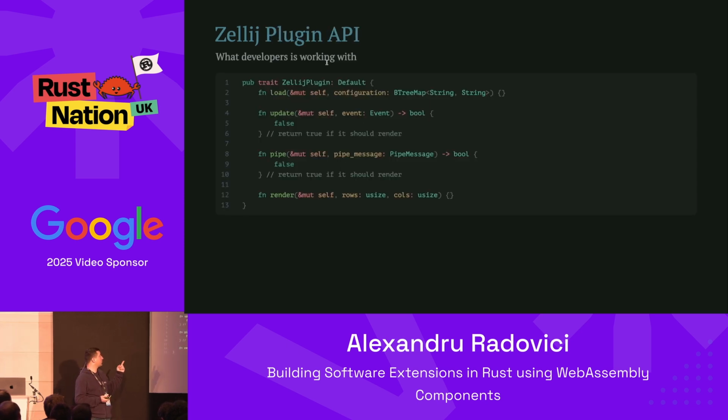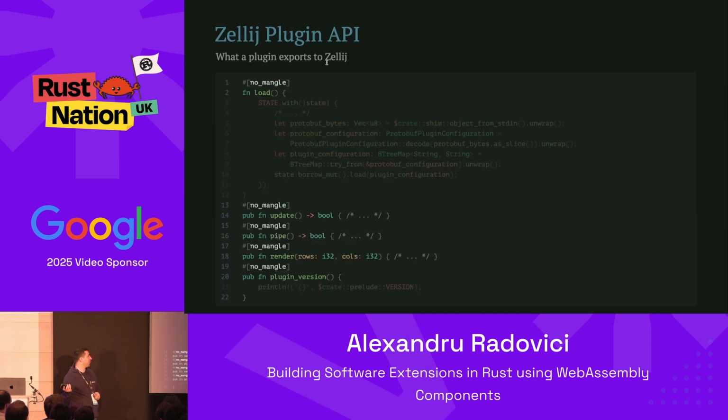This is how it looks. If you want to write a plugin for Zellij, this is the API that they expose. And you can see they have B trees and strings and pipe messages. Because for you to write a plugin, you will import a crate. Now what the crate does is this. No mangle, this means C names. No mangle, no mangle, no mangle.